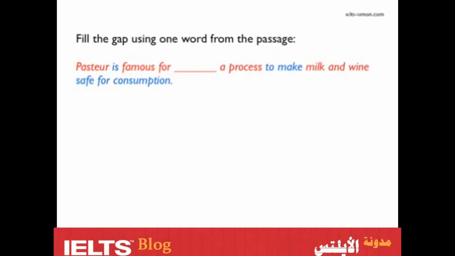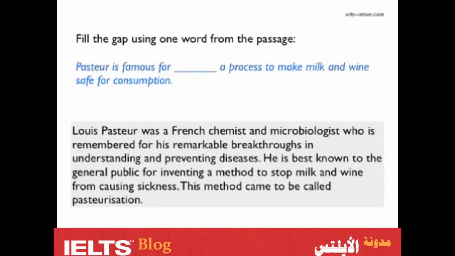So here's the passage. Louis Pasteur was a French chemist and microbiologist who's remembered for his remarkable breakthroughs in understanding and preventing diseases. He's best known to the general public for inventing a method to stop milk and wine from causing sickness. This method came to be called pasteurization.